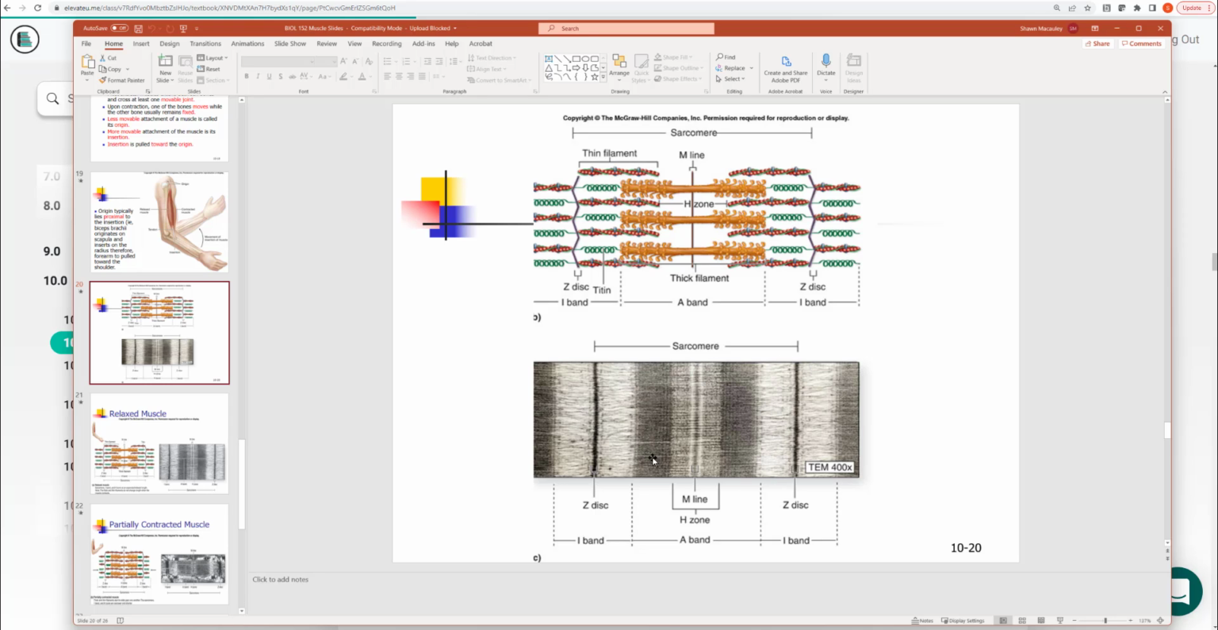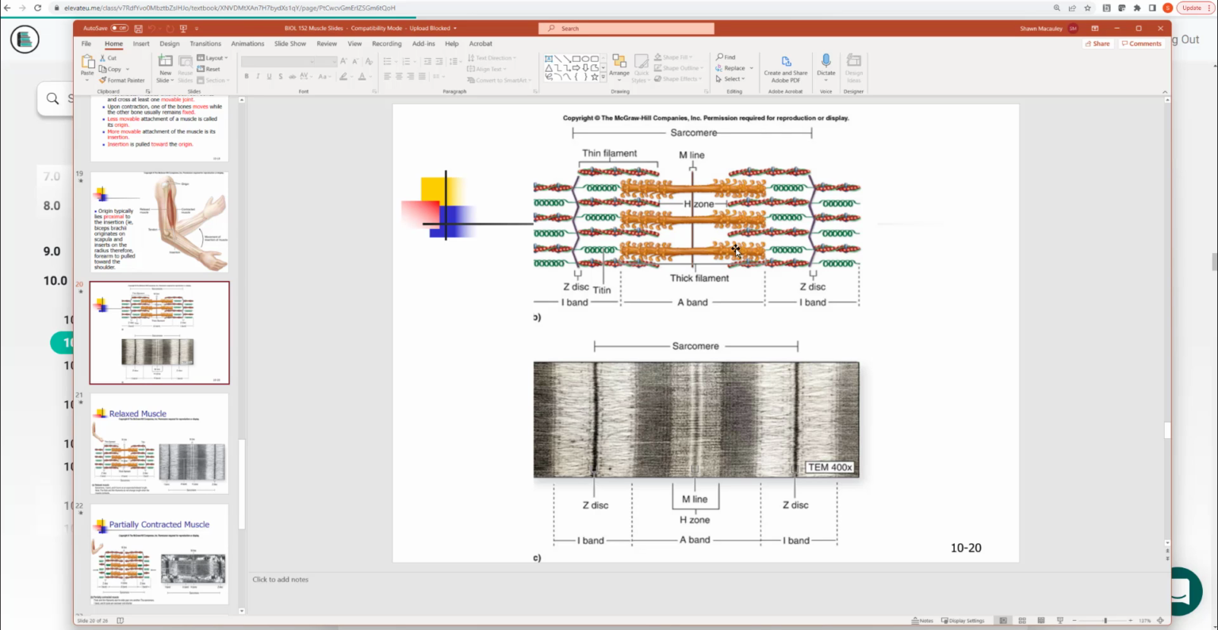So again, when you see the striations of skeletal muscle and of cardiac muscle, it's because of the alternating overlapping regions of the sarcomeres down at the microscopic level. I mentioned already that smooth muscle does have actin and myosin, but it is not in the same overlapping patterns, hence smooth muscle is not striated.